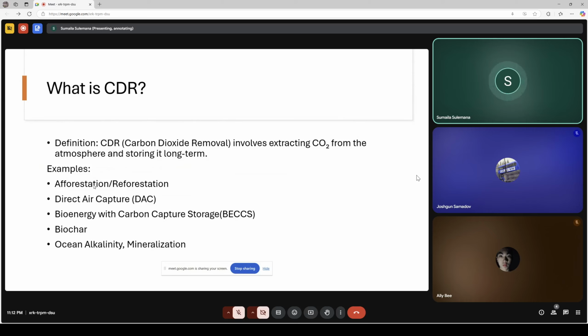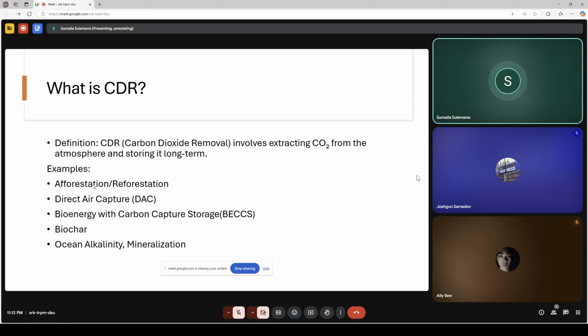So CO2 becomes part of the making of cement and other products. So that's what CDR means.